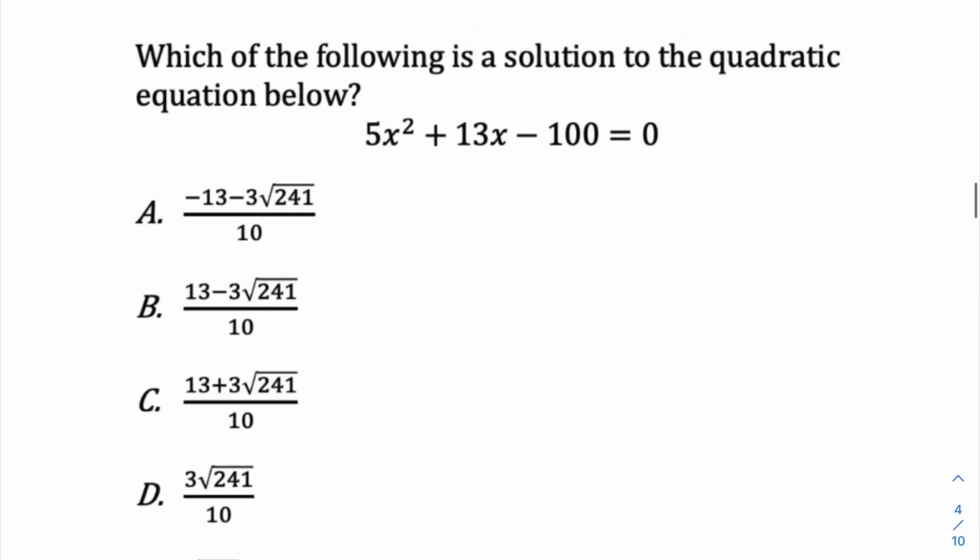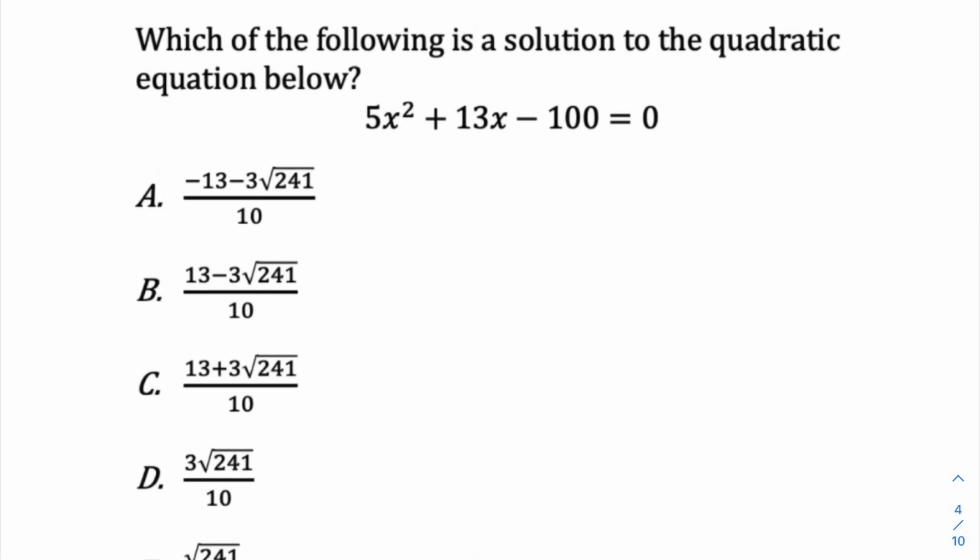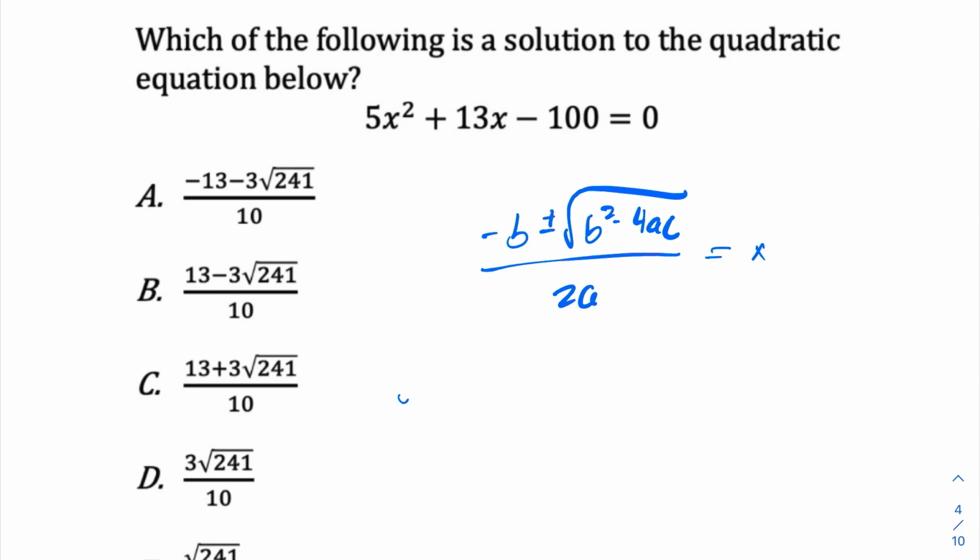Which of the following is a solution to the quadratic equation below? So this is the skill about the quadratic formula. If you're not familiar, the quadratic formula is this, divided by 2a, and this is for a quadratic equation in the form y equals ax squared plus bx plus c, and this is specifically applicable where y is equal to 0. Okay, y equals 0, right?